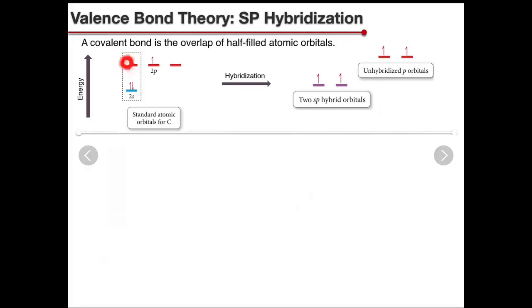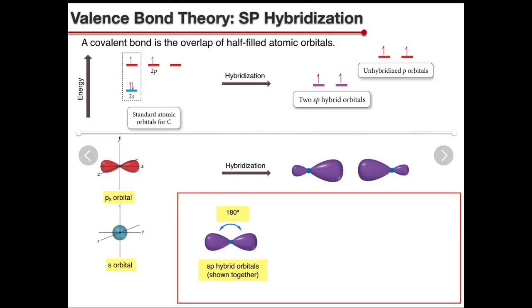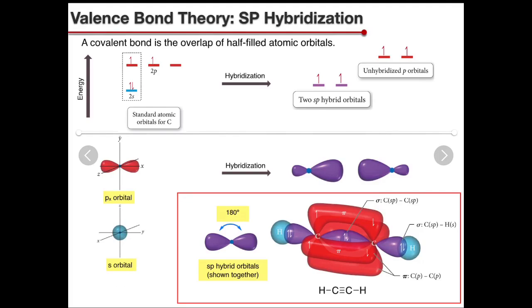Now let's take a look at what that would look like. If you mix these two together, you are going to end up with two orientations. One looks like this, the other looks like this, so it represents these two. If you show these two together, they are 180 degrees away from each other. So this is going to relate to linear geometry. Okay, so now what does it mean?